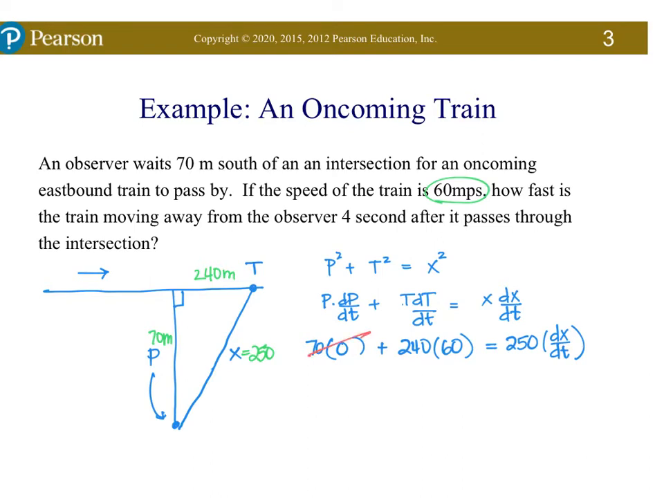We know that this 0 eliminates, and so our dx dt is 240 times 60 divided by 250. And that tells us that the distance between the train and the person is increasing at 62.5 meters per second.